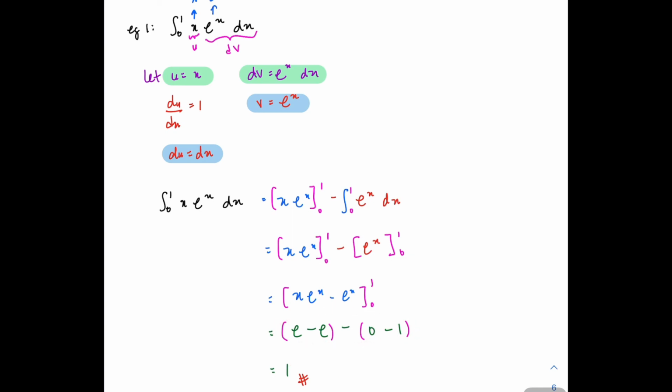So that's it for the definite integration by parts. Don't forget to fill in your limits, and you don't need to write plus c anymore. So that's the end for this chapter, integration by parts.